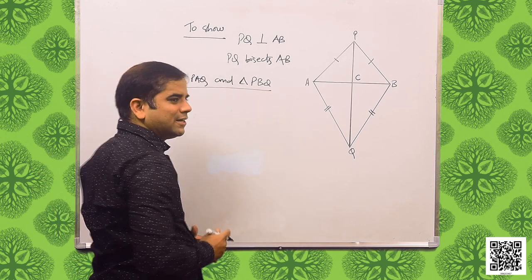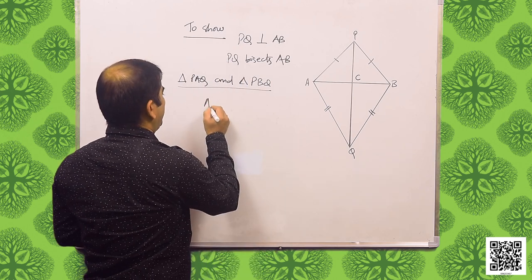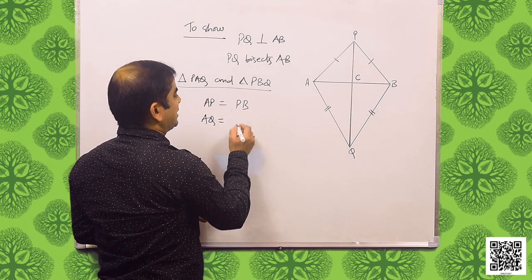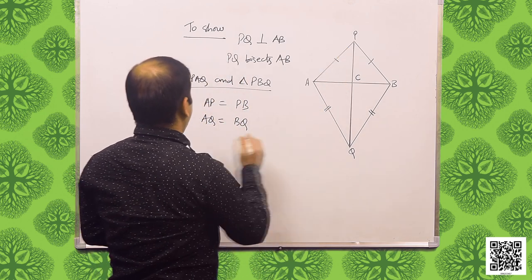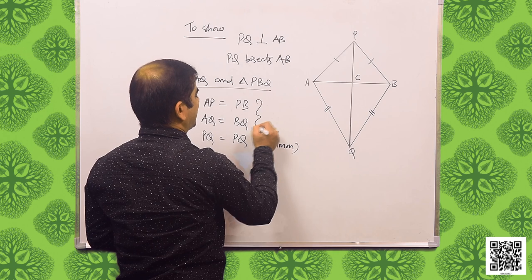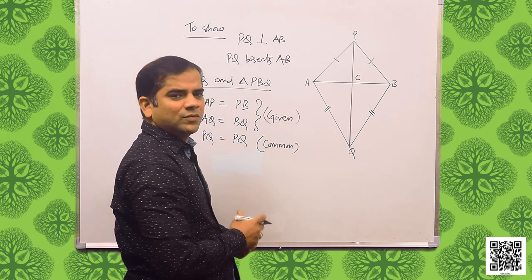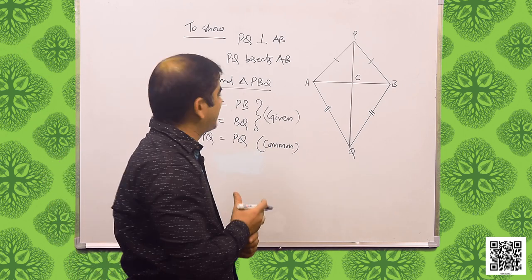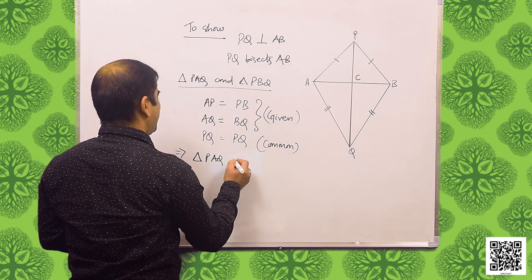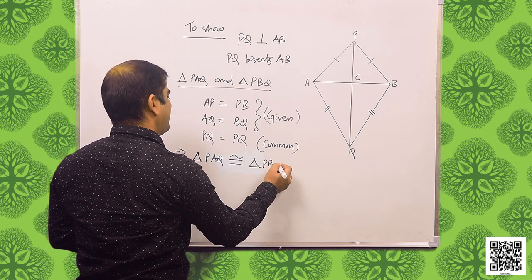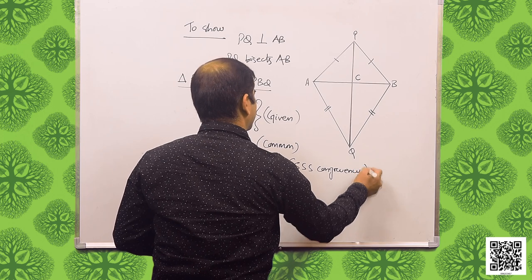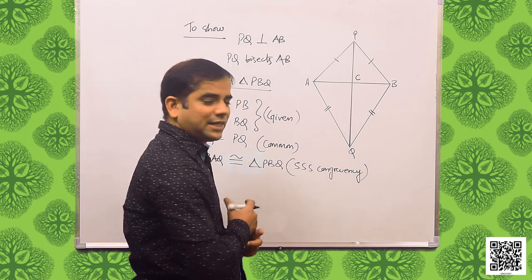In these two triangles, what data we have? We have AP is equal to PB, AQ is equal to BQ, right? PQ is PQ, that is common. And these two data are given. We have three corresponding sides equal to each other. Therefore, triangle PAQ is congruent to triangle PBQ. Why? SSS congruency. So, these two triangles are congruent following the SSS congruency.